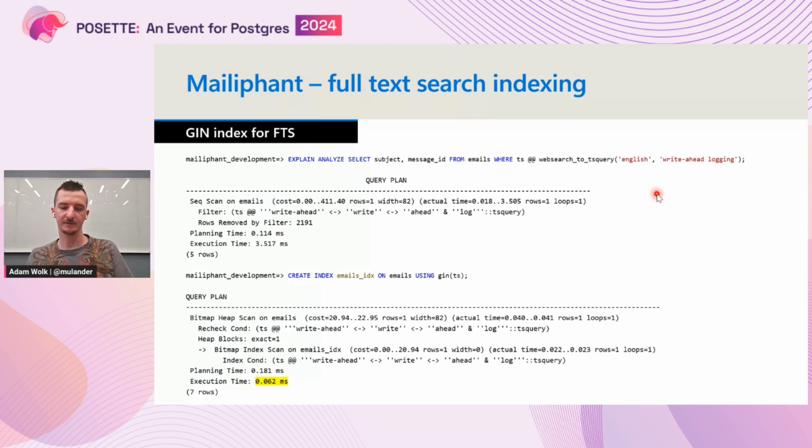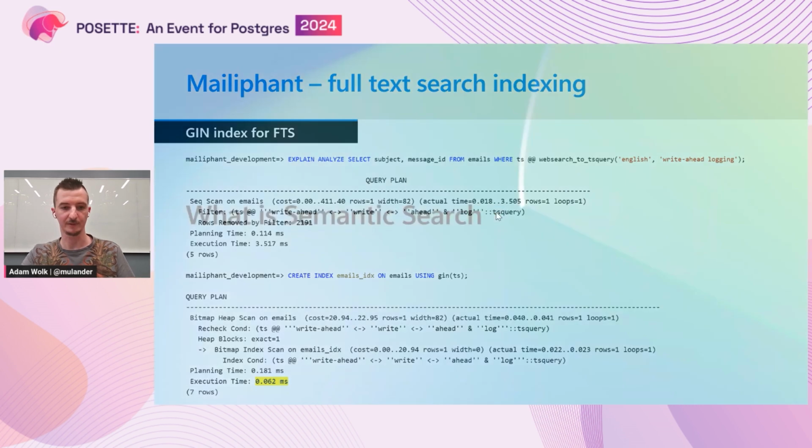With full text search, of course, it's not cheap. It still takes time. So what you can do to speed things up is you can create indexes on it using, for example, a GIN index. So create emails index on the email table using GIN, and we can see the above query went from 3.5 milliseconds down to 0.062 milliseconds, which is a significant improvement.